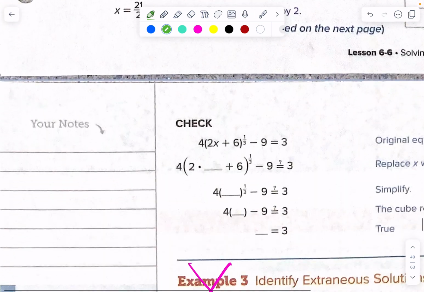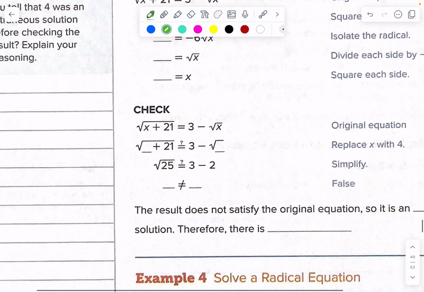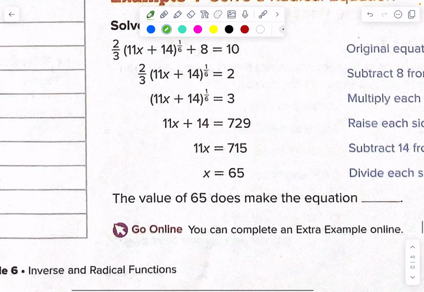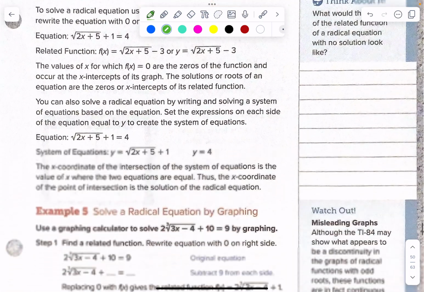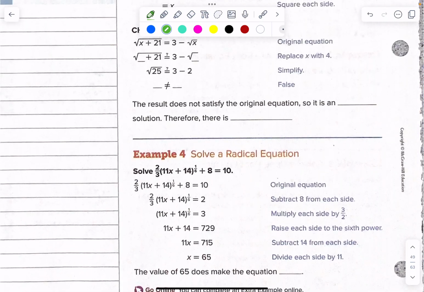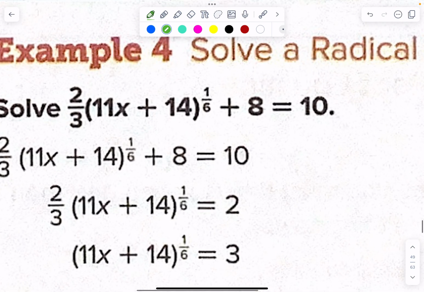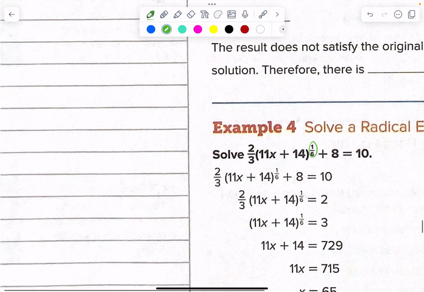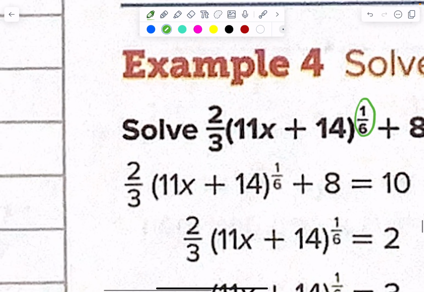All right, we're going to skip a couple of these. We're going to skip example 3. Let's go to example 4. We're going to do example 4 and example 5, and then we'll be done, okay? All right, so example 4, this is to the 1/6 power, okay? And the 1/6 power means the 6th root.